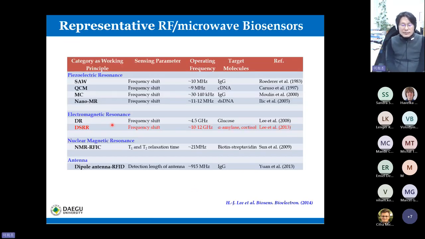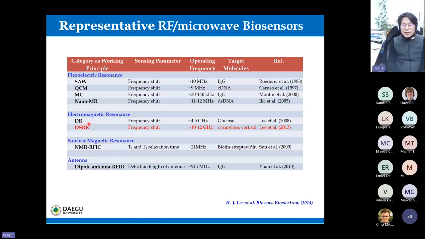Okay, this table shows the previous representative RF microwave summary for biosensing. These biosensors can be categorized into the piezo, electromagnetic, nuclear magnetic, and antenna types. From the summarized tables, the RF sensors are based on the piezo and the nuclear magnetic resonance types, because the operating frequency is under 300 megahertz, right? So the microwave sensor is also based on electromagnetic resonance and antennas.